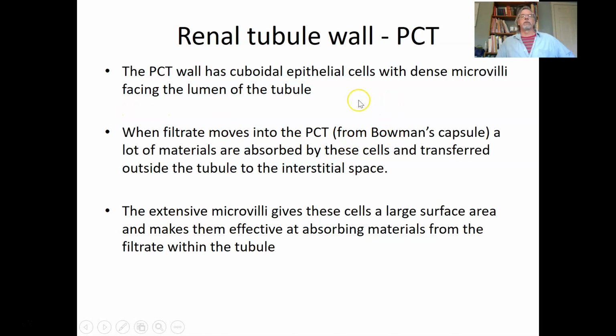And a number of things from that filtrate are going to be returned to the body by these cells in the wall of the PCT, absorbing them and transporting them out of the tubule. Okay? So that makes the cells of the wall of the PCT very, I guess you could say, efficient at absorbing materials in the filtrate that are meant to be returned back to the body instead of passing into the urine.